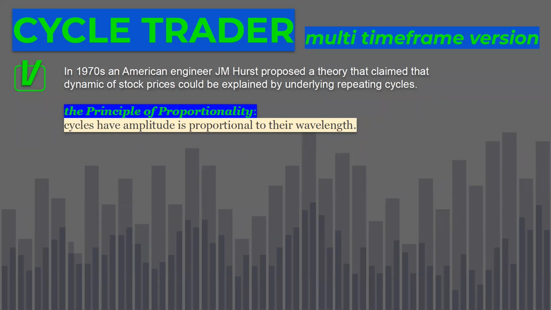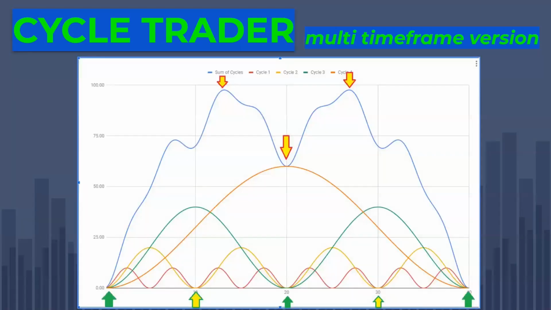The first principle was proportionality. His idea was that bigger cycles have bigger amplitude. So when we deal with, for example, a yearly cycle, like in crude oil, that tends to bottom in the middle of November, in 2021, in 2020, and probably in 2022 as well, we can see that if we deal with a long cycle, its importance for the price is bigger than, for example, when we deal with 5-minute price.